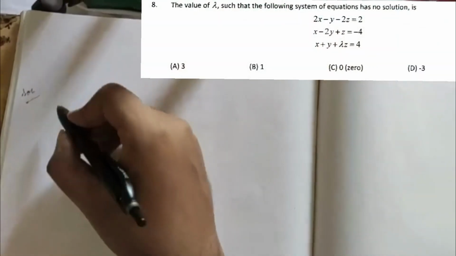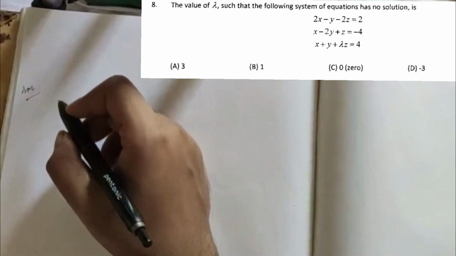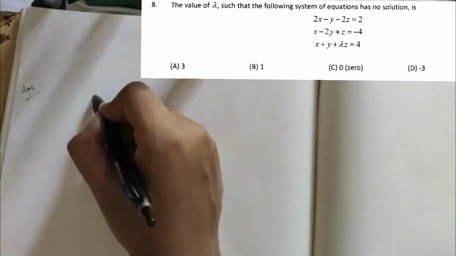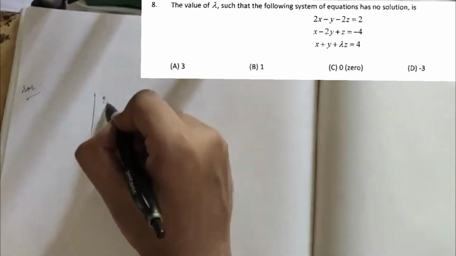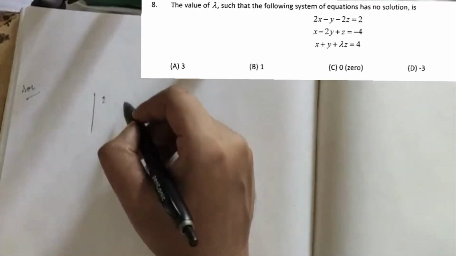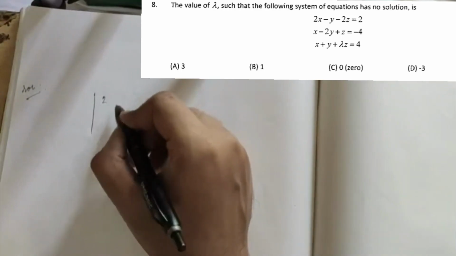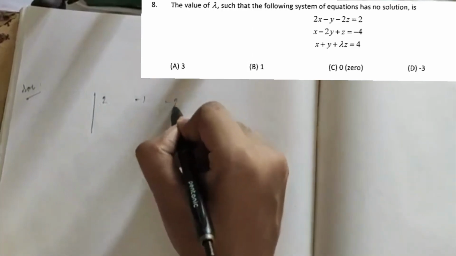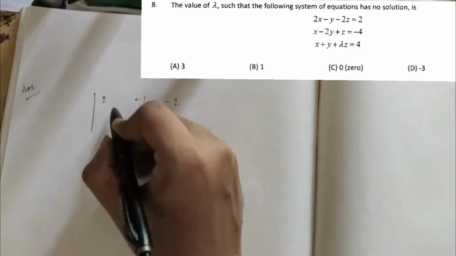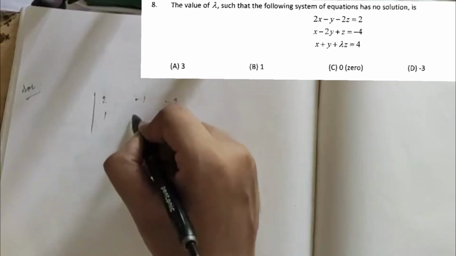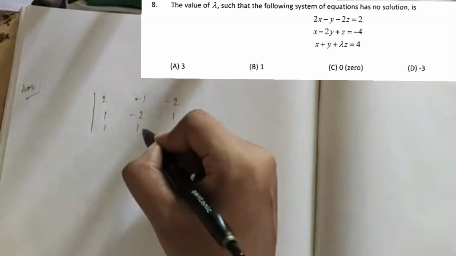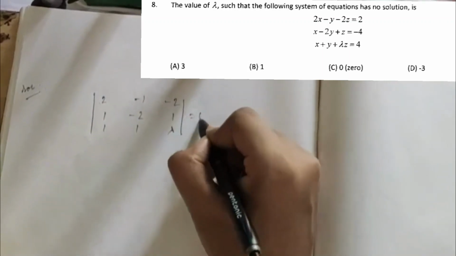So in the next question, question number 8, it's been said that the value of lambda for which the system of equations has no solution. So for no solution, we know that determinant of that matrix will be 0. In the first equation, it's given 2x minus y minus 2, that means the coefficients we have to take 2, minus 1 and minus 2. And the second equation, x minus 2y plus z, that means 1, coefficient of y is minus 2, coefficient of z is 1, and 1, 1 and lambda. So it will be equal to 0.